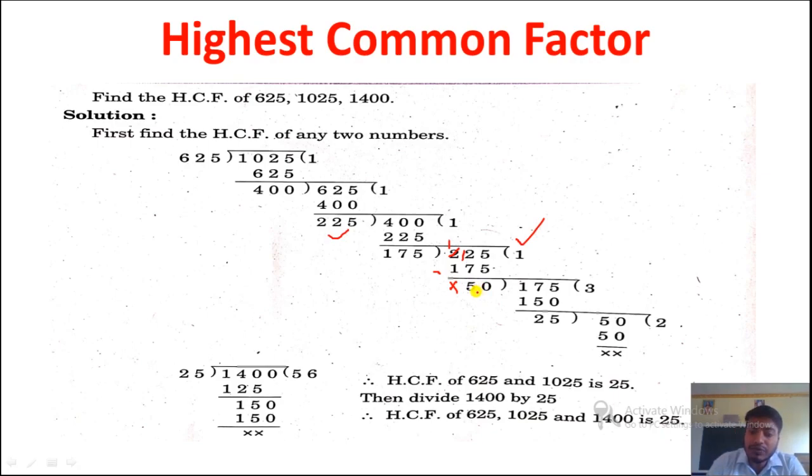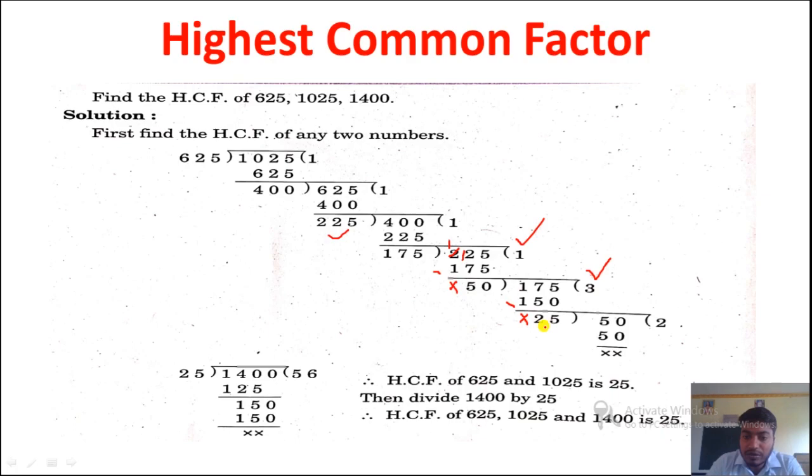Now by this 50 we will divide 175. As you can see here, 175. Now how many times will it go? 3 times. When we multiply this 50 by 3 we will get 150 here. Now subtract: 5 minus 0, 5; 7 minus 5, 2; 1 minus 1, either you write 0 or give cross mark. Now we got the remainder 25.